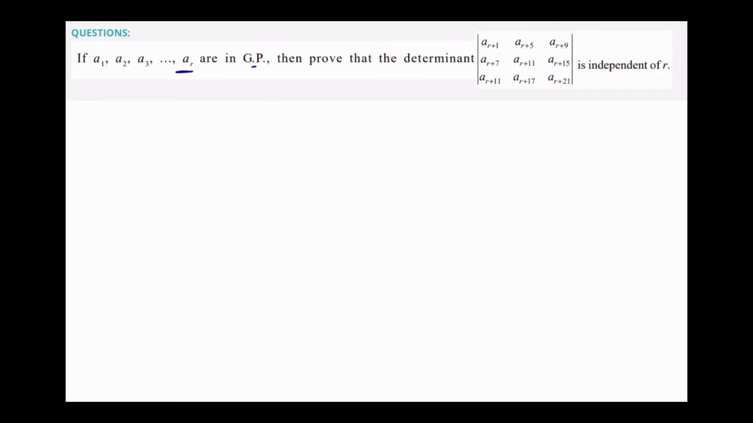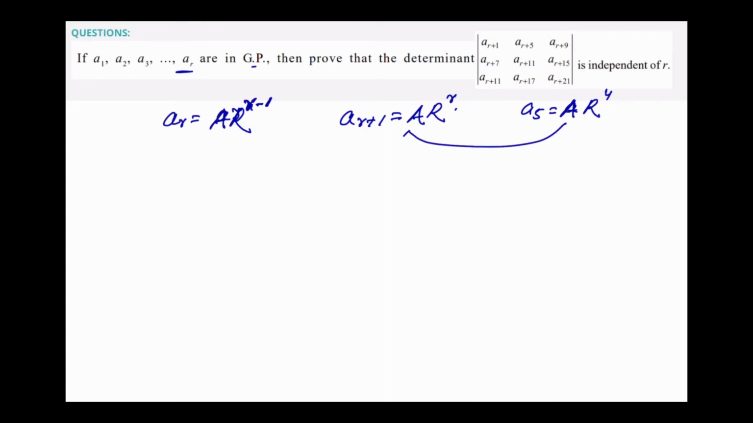Now the question is telling that A1, A2, A3 up to An are in GP. We have to prove this one. Okay. So we know the Rth term is equal to what in GP? A R power R minus 1, capital A R power R minus 1. Correct. So the R plus 1th term will be what? 1 less, so A R power R. Correct. The moment you understand this concept, the fifth term can be written as A R power 4. Okay. So by that logic, if I am writing the R plus 1th term, that will be capital A R power R, 1 less than that.